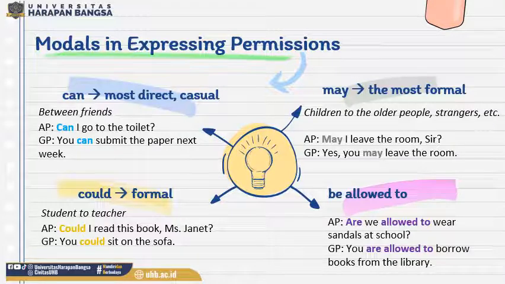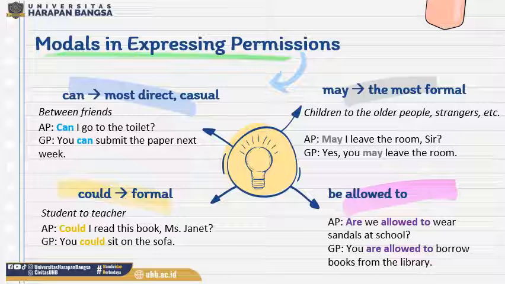For example, asking permission, may I leave the room, sir? And then giving permission, yes, you may leave the room. Next is be allowed to. For example, asking permission, are we allowed to wear sandals at school? Apakah kita diizinkan untuk memakai sandal di sekolah? And then for giving permission, you are allowed to borrow books from the library. Kalian diizinkan untuk meminjam buku dari perpustakaan. Nah, untuk meeting ini kita akan fokus pada satu model, yaitu be allowed to.